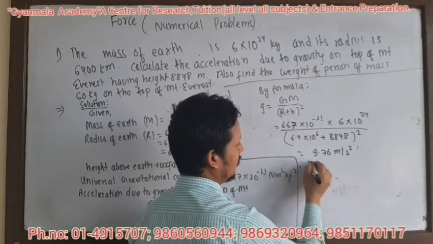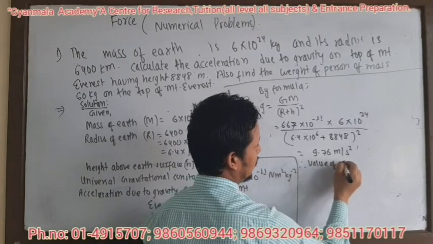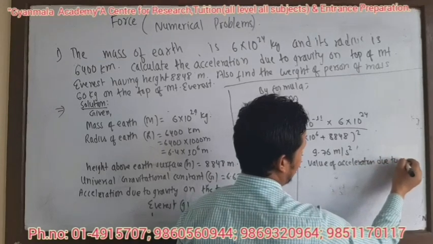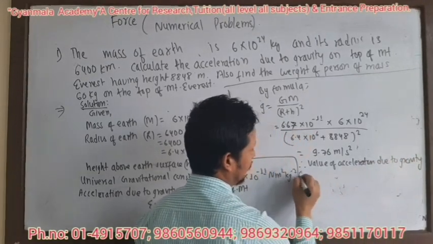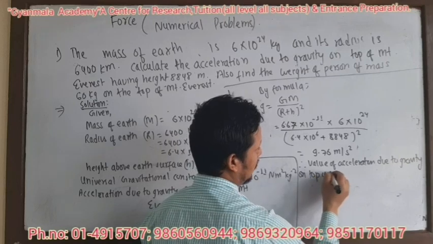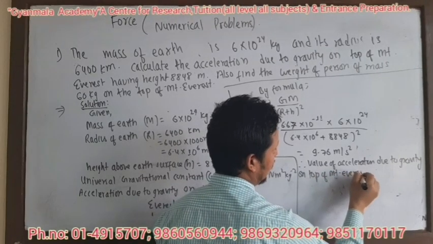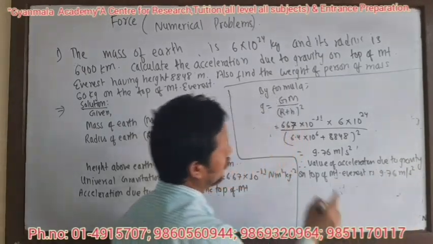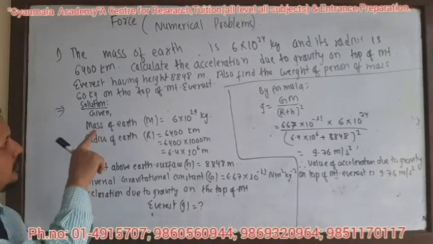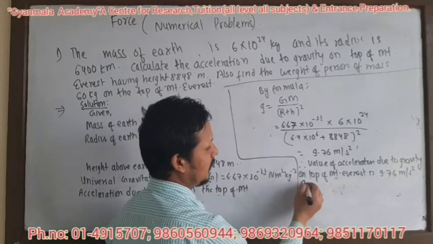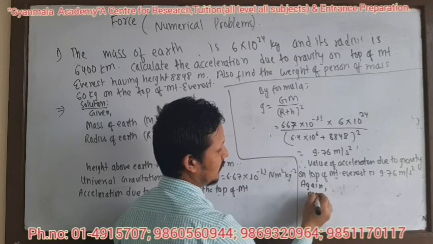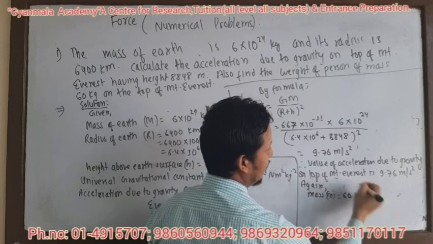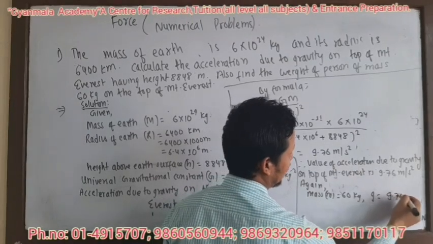Therefore, the value of acceleration due to gravity on top of Mount Everest is 9.76 meter per second square. Also, we are asked to calculate the weight of the person on the top of Mount Everest. Again, mass m equals to 60 kg and the value of g we have calculated, g equals to 9.76 meter per second square.